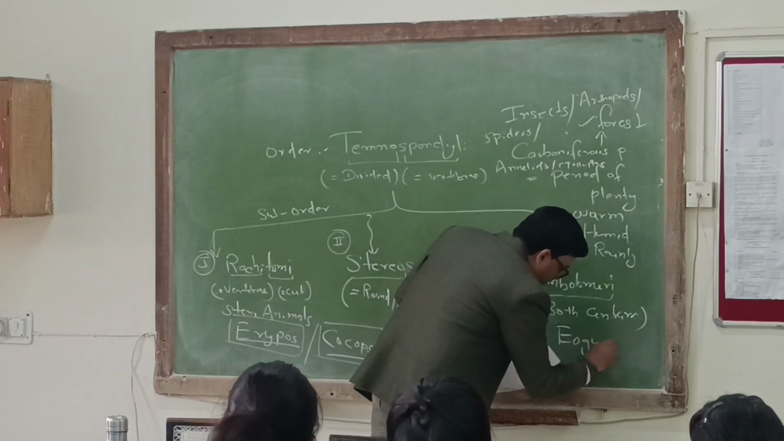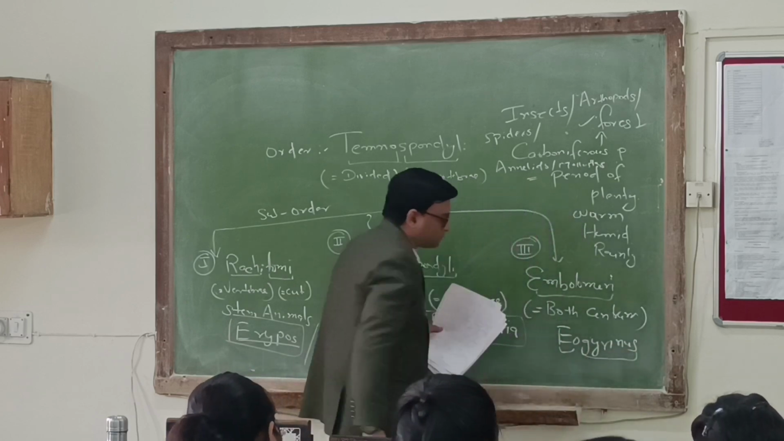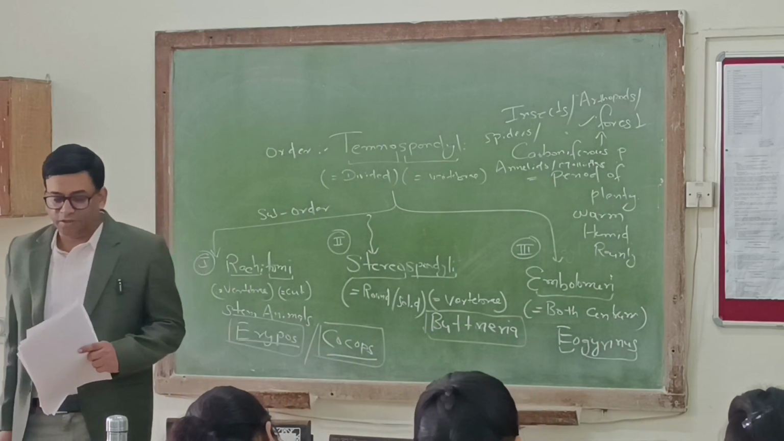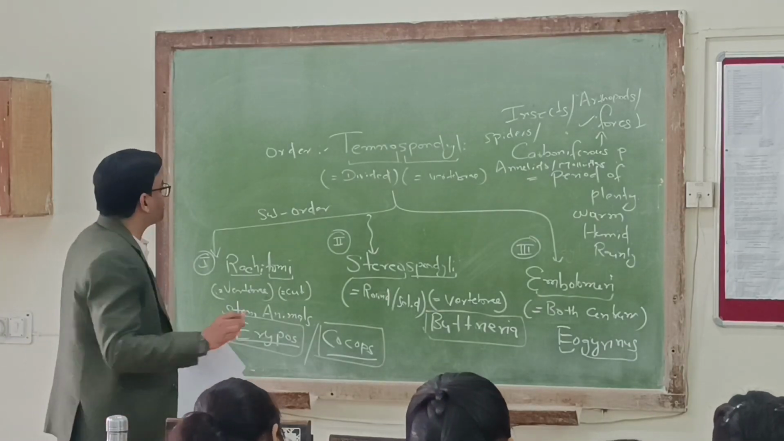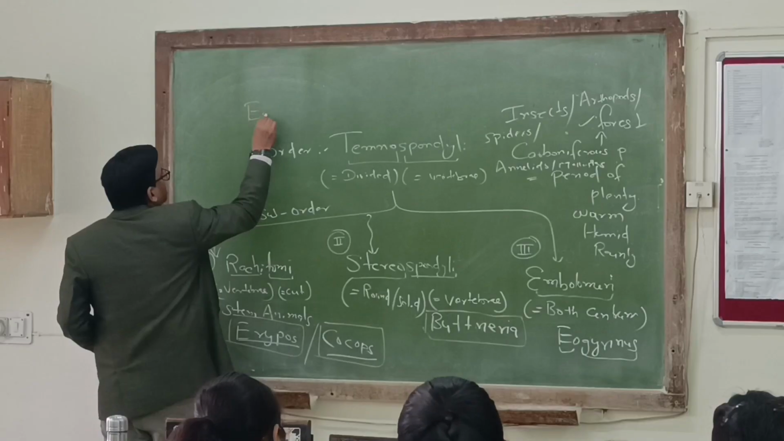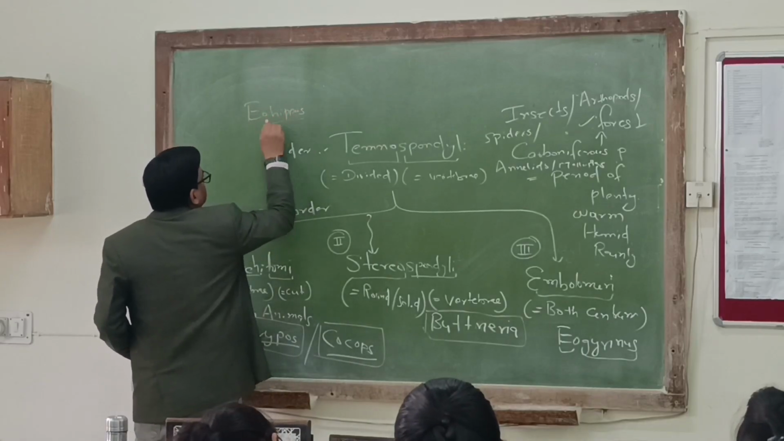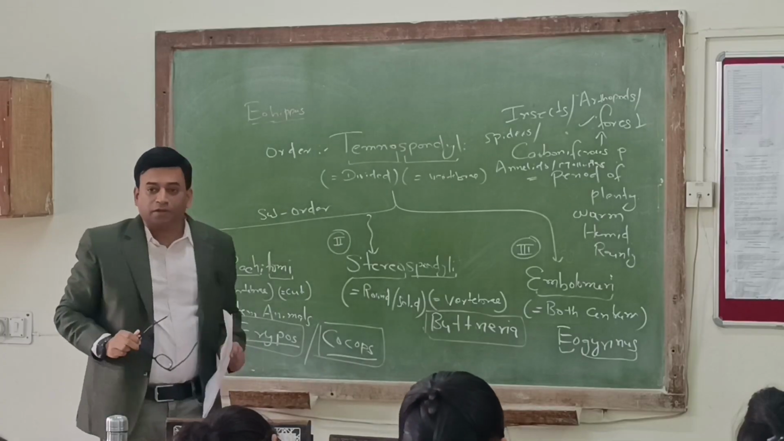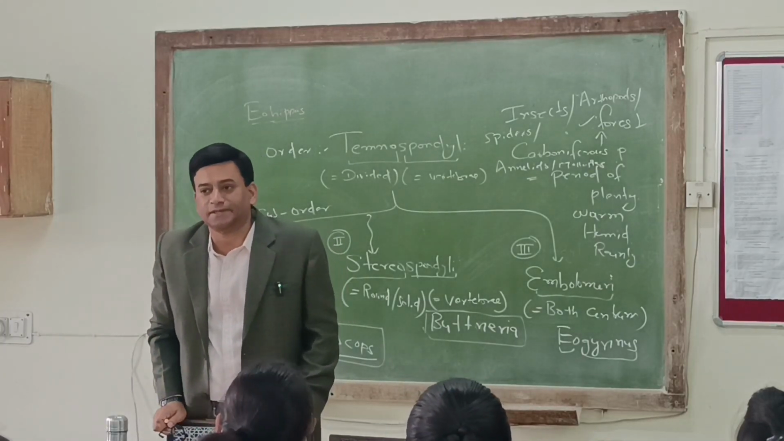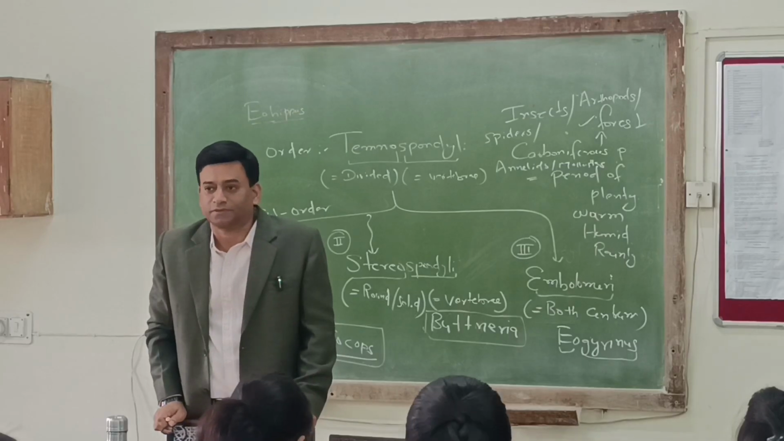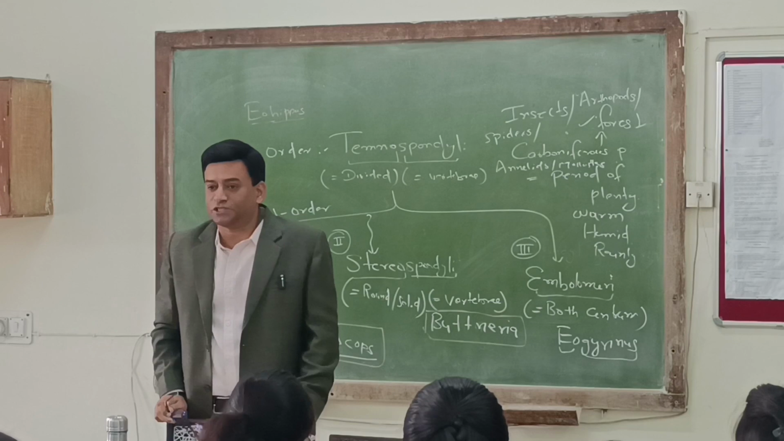Eogyrinus. Do you know what is the meaning of Eo? This is very interesting. Listen, there is a word which we call Eohippus. Have you ever come across it? Don't you study the evolution of the horse? So the evolution of the horse starts from Eohippus. Eo means dawn.